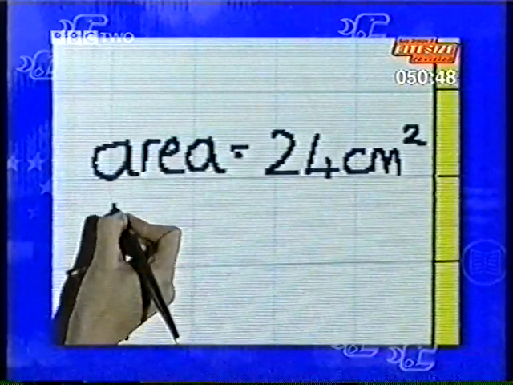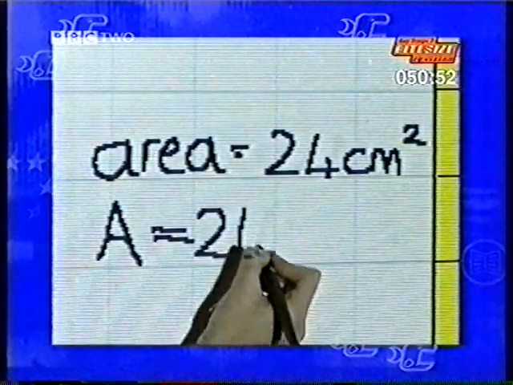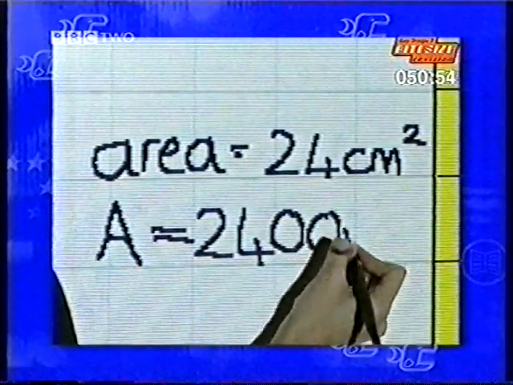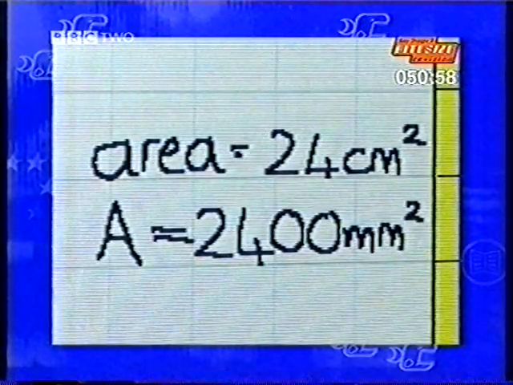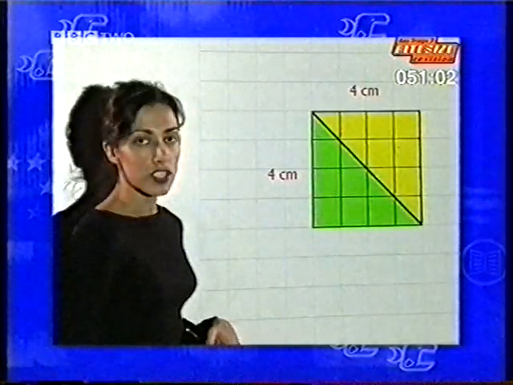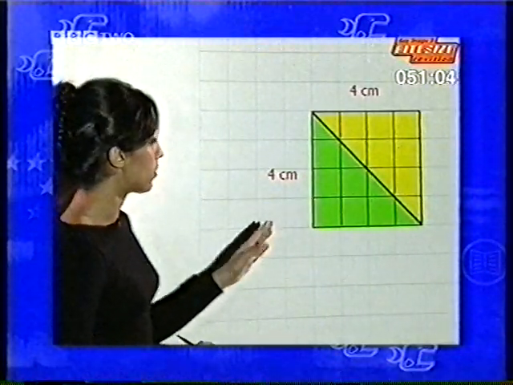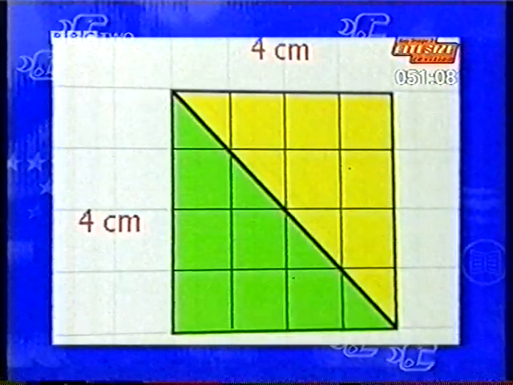If we were to write the area in millimetres, it would be 2,400 millimetres squared. Right, let's try and work out the area of this triangle now. First thing we do is look at the whole square, because a triangle is actually half of the square. Right, let's count all the squares first.